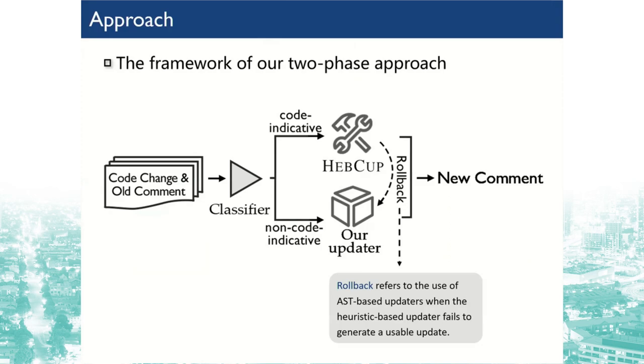The framework of our two-phase approach is shown in this figure. Given a code change with the old comment of the code, Topper first extracts the features and then sends the features into the classifier. If the given input is identified as a code indicative update, Topper directly reuses the heuristic-based updater for common updates. Otherwise, Topper uses the updater designed for non-code indicative updates. Note that if the heuristic-based updater cannot generate any update, we switch to our updater to update the comment.